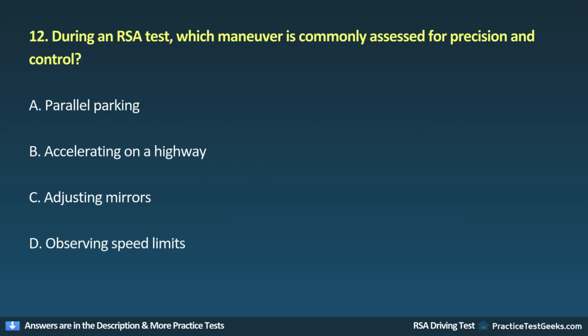12. During an RSA test, which maneuver is commonly assessed for precision and control? A. Parallel parking. B. Accelerating on a highway. C. Adjusting mirrors. D. Observing speed limits.